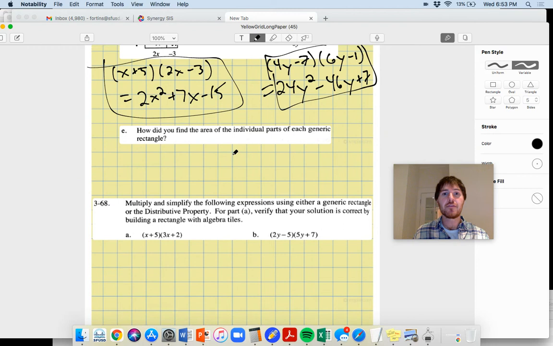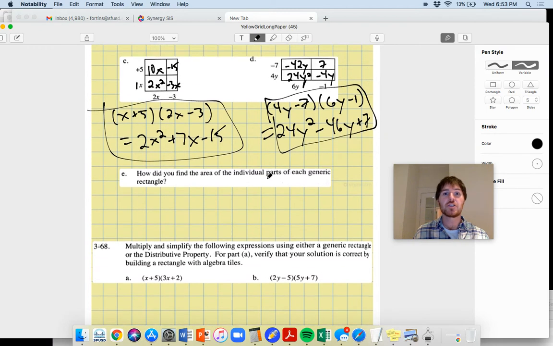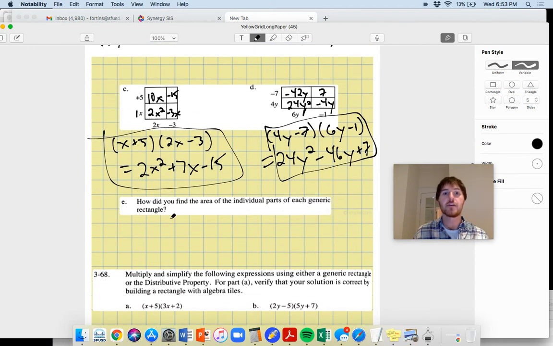How did you find the area of each individual part of each generic rectangle, okay? One, multiply all of the outside terms, okay?